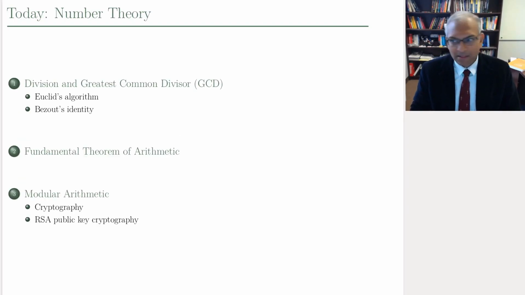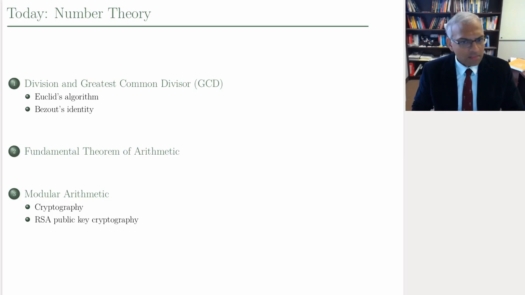Now today we're going to be talking about number theory, and we'll start basic, but then we'll quickly ramp up and talk about the greatest common divisor, Euclid's algorithm, and so on and so forth. Ultimately, we'll use that basic number theory to prove part 2 of the fundamental theorem of arithmetic, which is that prime factorization is unique, and then we'll end with modular arithmetic, which is the basis of cryptography and RSA public key cryptography. So some gems waiting at the end if we have time.